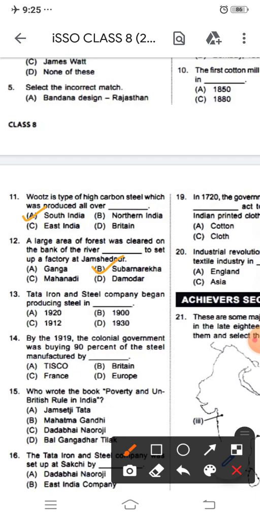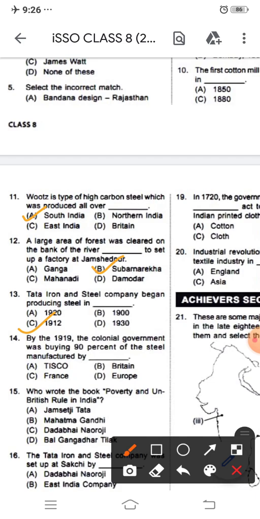Next, number 13. Tata Iron and Steel Company began producing steel in dash. Options: A 1920, option B 1900, option C 1912, option D 1913. So the correct option I'm going to choose is 1912, option C.